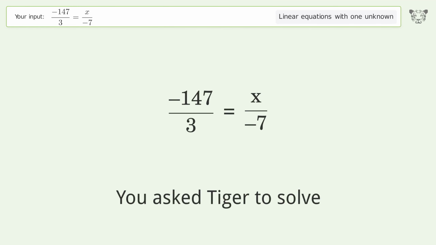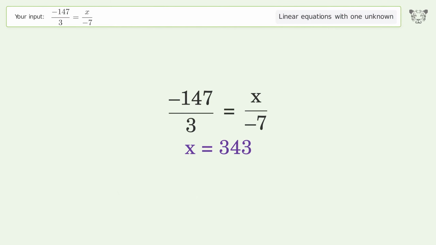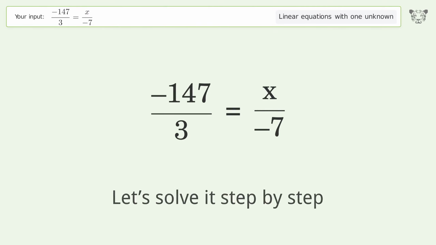You ask Tiger to solve. This deals with linear equations with one unknown. The final result is x equals 343. Let's solve it step by step.